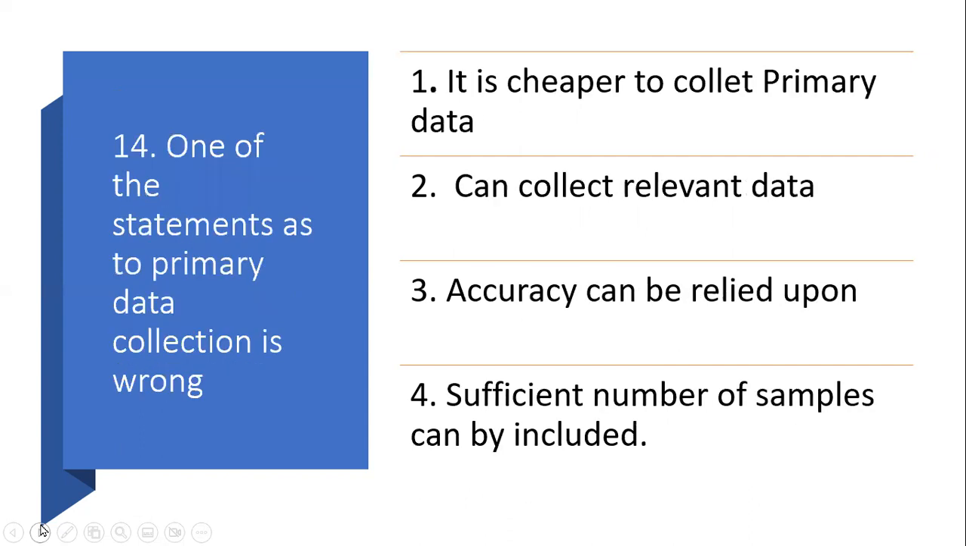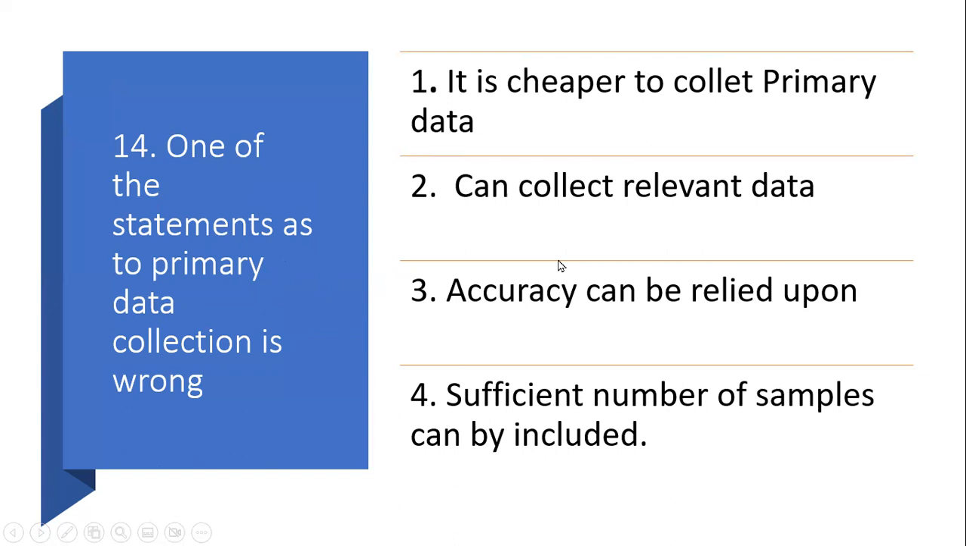One of the statements as to primary data collection is wrong. Here again, you have to be careful. Right? So we have to find out what is the wrong answer. So primary data, it is cheaper to collect primary data. Can collect relevant data. Accuracy can be relied upon. Sufficient number of samples can be included. Now all these are as to research, as to primary data, right?